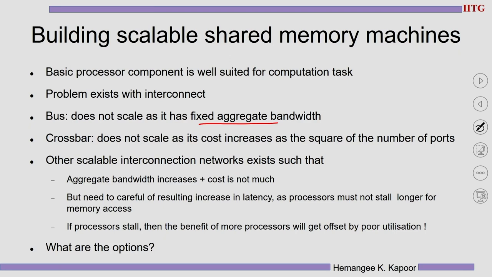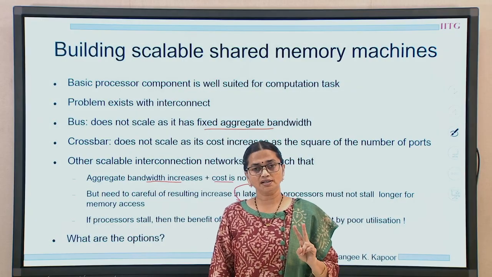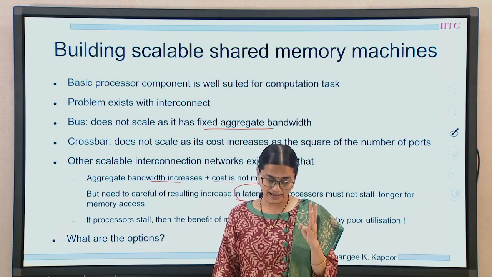Then how do I build a scalable interconnect which gives me adequate memory bandwidth and at the same time has lesser cost? So I want a cost effective network with good enough bandwidth. When I do this, I must also see that the latency doesn't increase so much, because if you go down on the cost, the latency might increase. So: good bandwidth, low cost, improved latency.